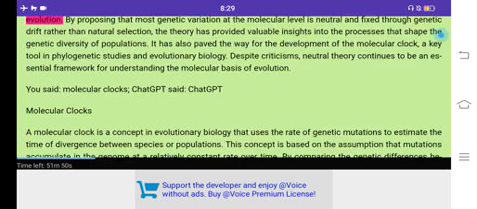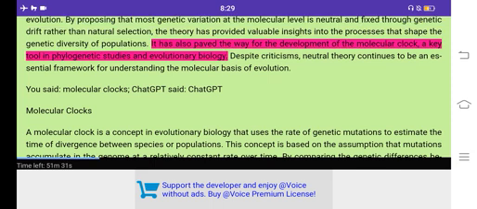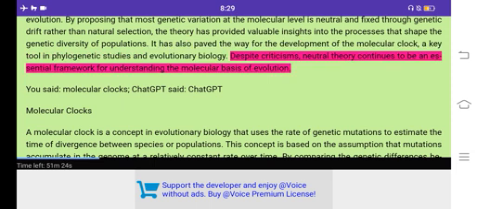Summary. The neutral theory of molecular evolution has had a profound impact on our understanding of molecular evolution. By proposing that most genetic variation at the molecular level is neutral and fixed through genetic drift rather than natural selection, the theory has provided valuable insights into the processes that shape the genetic diversity of populations. It has also paved the way for the development of the molecular clock, a key tool in phylogenetic studies and evolutionary biology. Despite criticisms, neutral theory continues to be an essential framework for understanding the molecular basis of evolution.